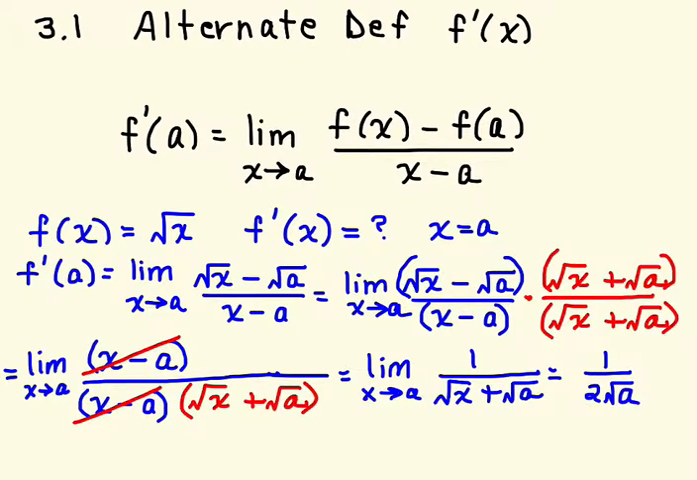So that means that for this particular function, and we can go ahead and put the answer in right here, f prime of a at x equals a is 1 over 2 times the square root of a. Okay, we'll highlight that. That's our answer right there. And this is using the alternate definition of the derivative, which we have right here.